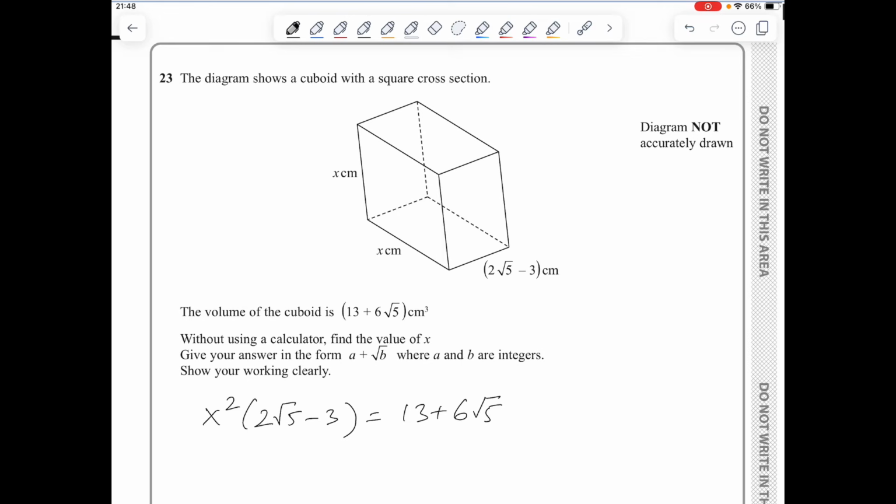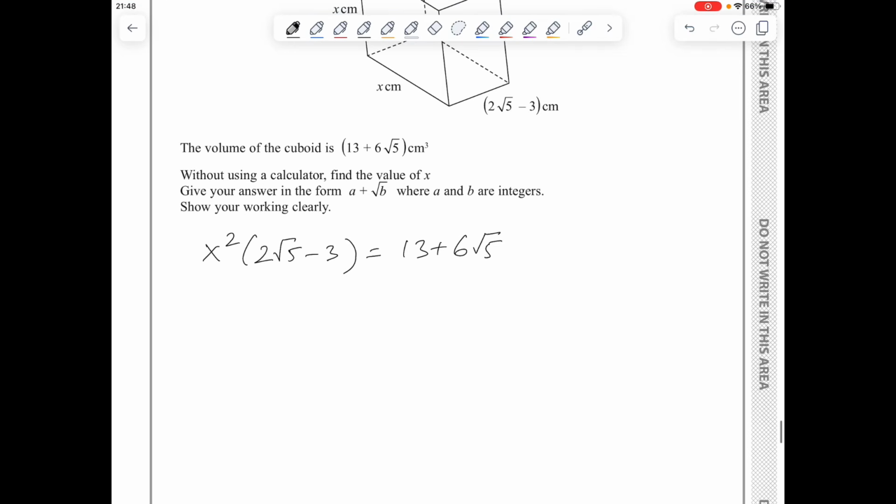Now, to find x squared, I will need to divide. So x squared is equal to 13 plus 6 square root of 5 over 2 root 5 minus 3. Now, I'm not allowed to use a calculator, so I have to show each step of my working. And to simplify this, I'll have to rationalize the denominator. I'll do that by multiplying by 2 square root of 5 plus 3, both the numerator and the denominator.